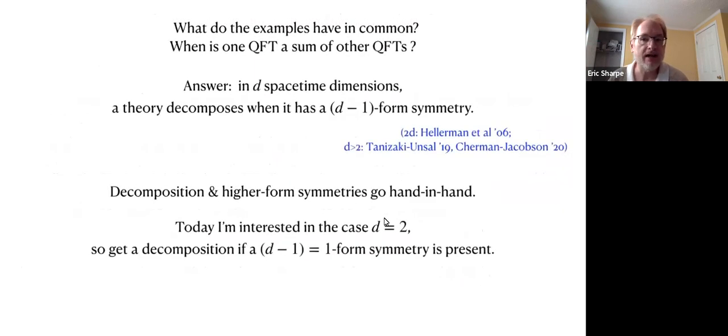Well, the answer is a higher form symmetry. Specifically, in D space-time dimensions, a theory decomposes when it has a global D minus one form symmetry. So decomposition and higher form symmetries really go hand in hand. Now today, I'm mostly going to be interested in the case of two-dimensional theories. So we'll get a decomposition if there's a D minus one, or one-form, symmetry present in the theory. And with that in mind, let me take a minute to explain what I mean by a one-form symmetry.